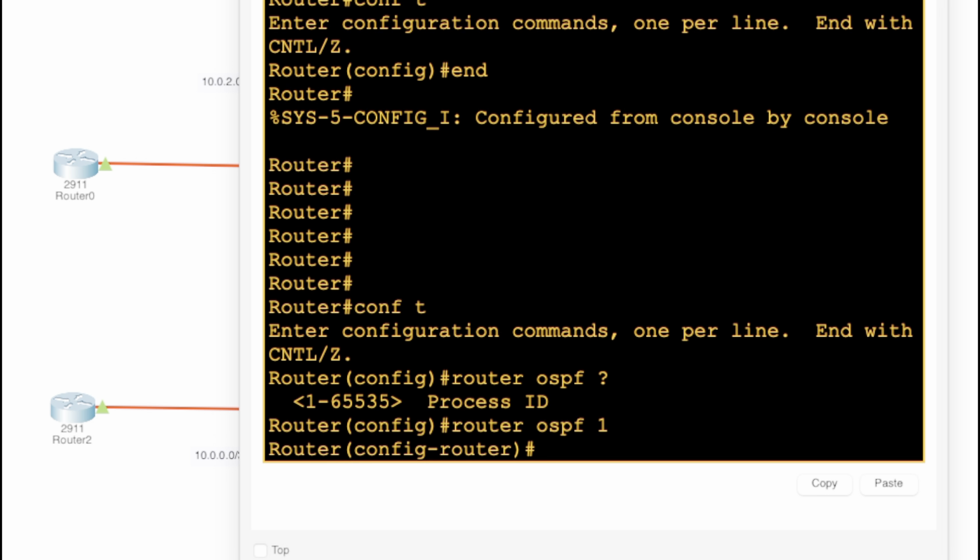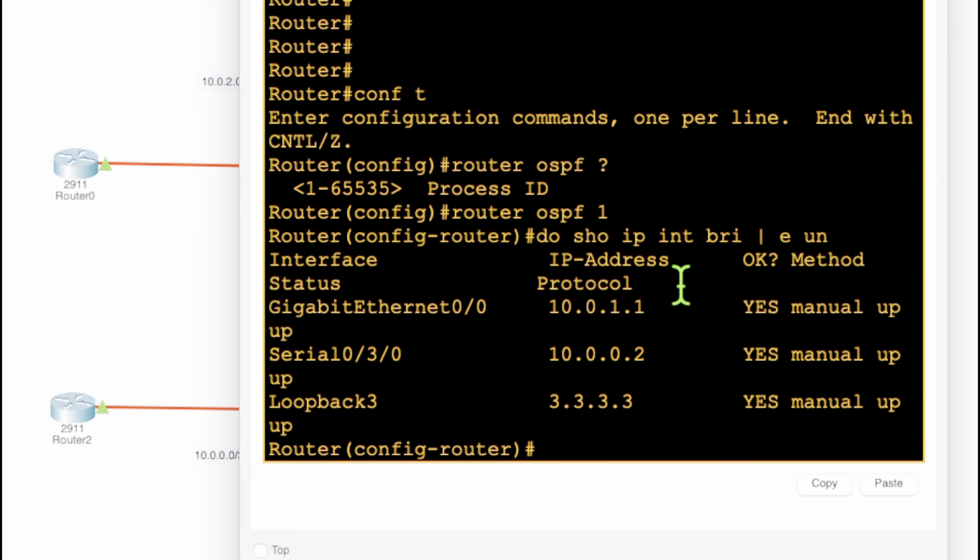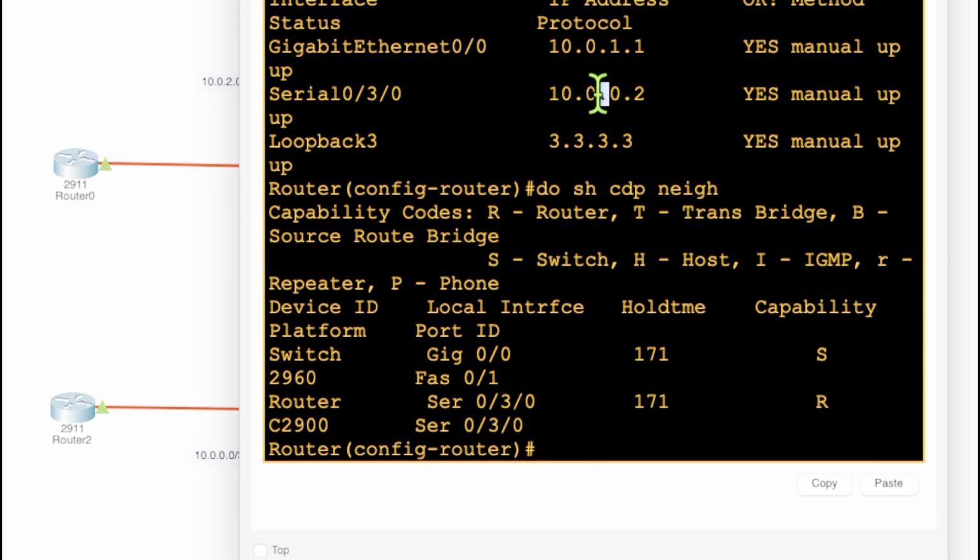Since I'm already in config mode, specifically in a sub process for router OSPF, I can run the command do show IP interface brief, exclude unassigned. This shows me a list of IP addresses and the interfaces they're associated with. The interface we want to advertise is going to be the layer 3 interface that is connected to router 2. So for serial 0/3/0, that's the IP address.